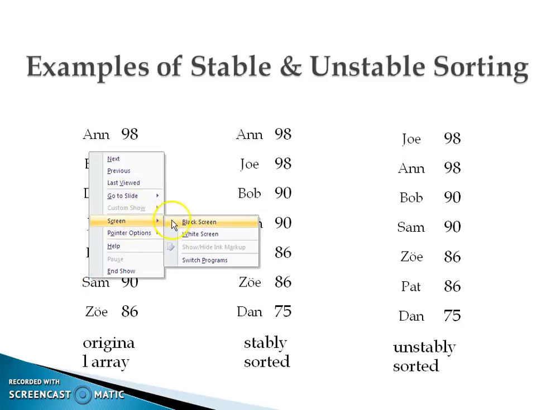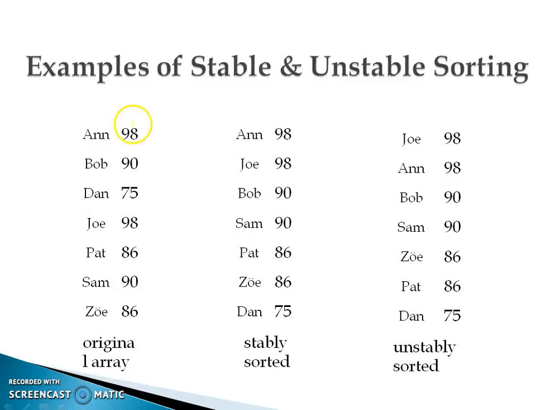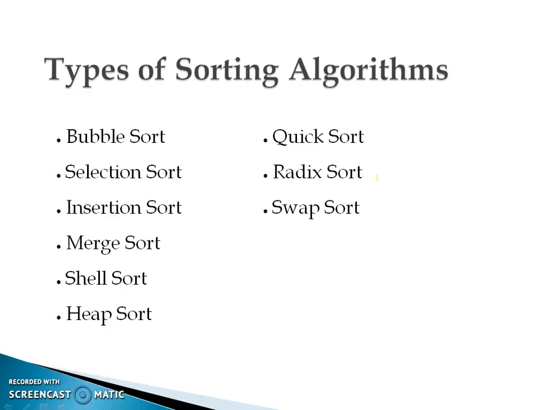Here I have given an example, students and their marks in the original array. You can find the difference in both the stable as well as the unstable ordering. In case of stable ordering, they are sorted alphabetical wise, but in case of unstable order, they are sorted mark wise. They are not concentrated on alphabetical order. That is the major difference between stable and unstable sorting.